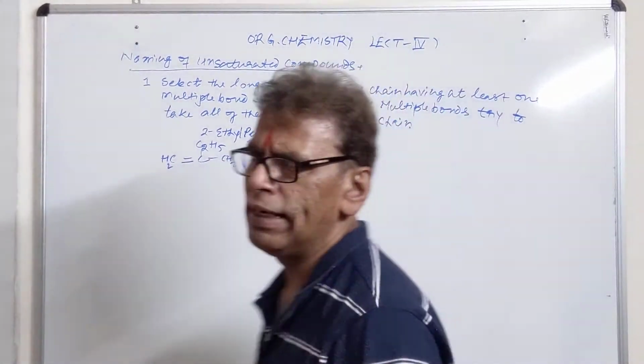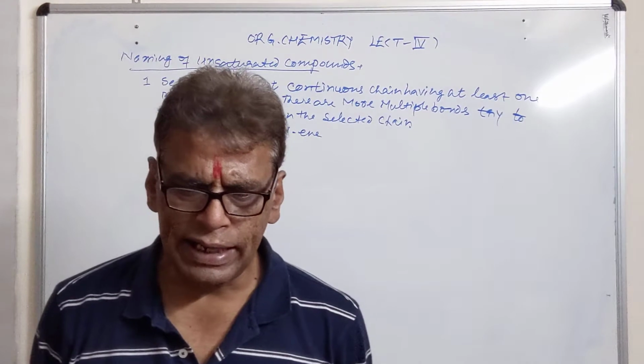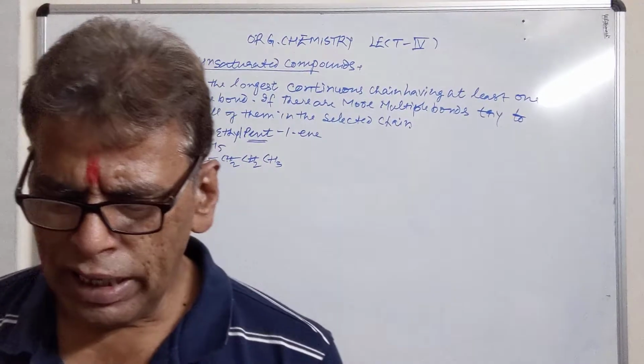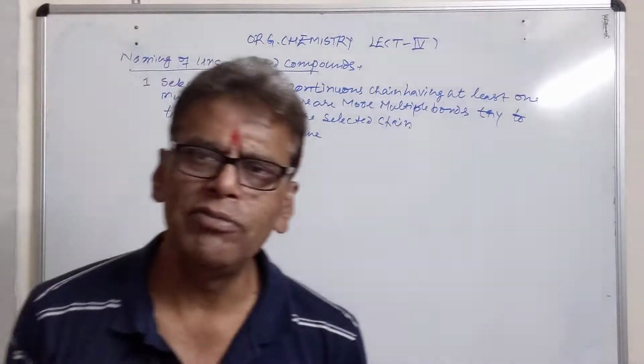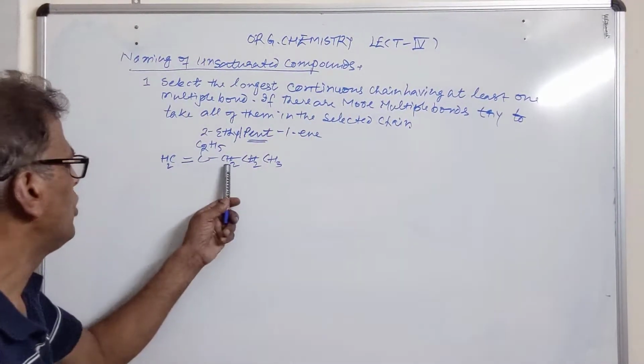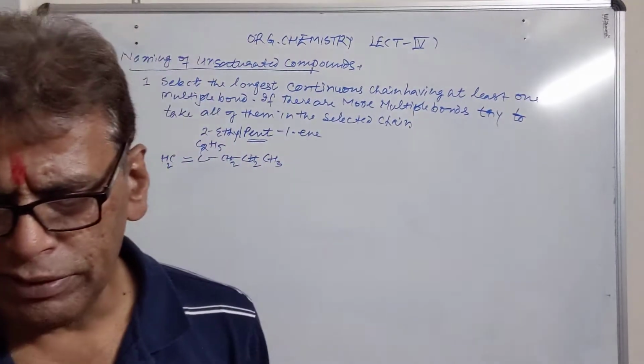So we have selected the longest continuous chain and we have numbered this chain from that end which gives the lowest number to the double bond. Then during writing of the name, we replace the 'a' and 'e' of the corresponding alkane, that was pentane here, by the suffix ene in this case.